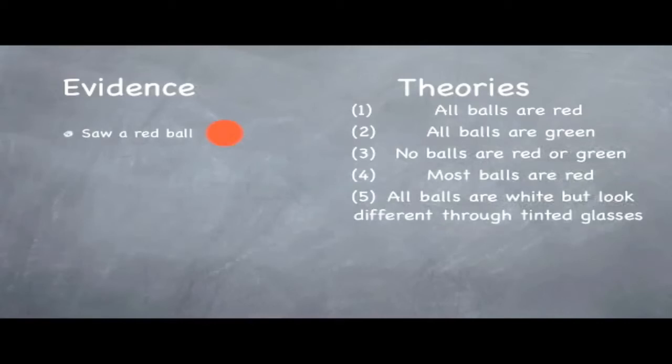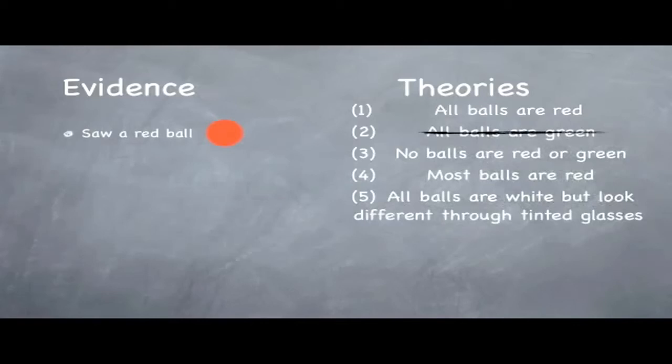So we'll just go one at a time. About theory 1, all balls are red. There's no problem there, so it doesn't really tell us anything. We'll move on to the second one that says all balls are green. That's contradicted by our evidence. We saw a red one, so it doesn't work. We're going to cross it out.